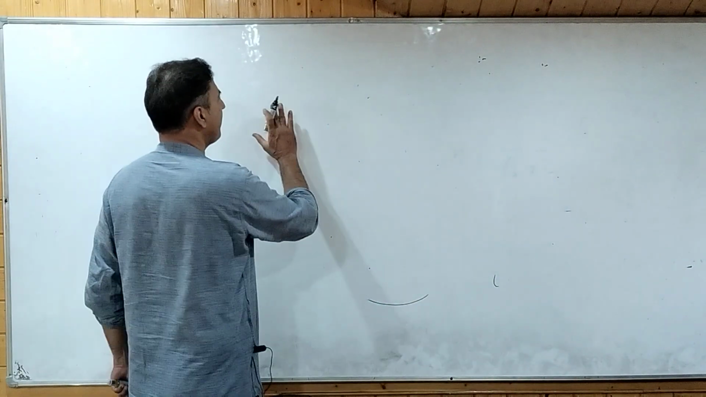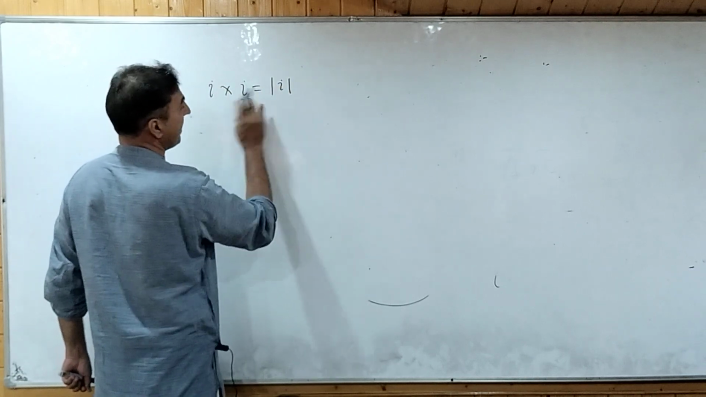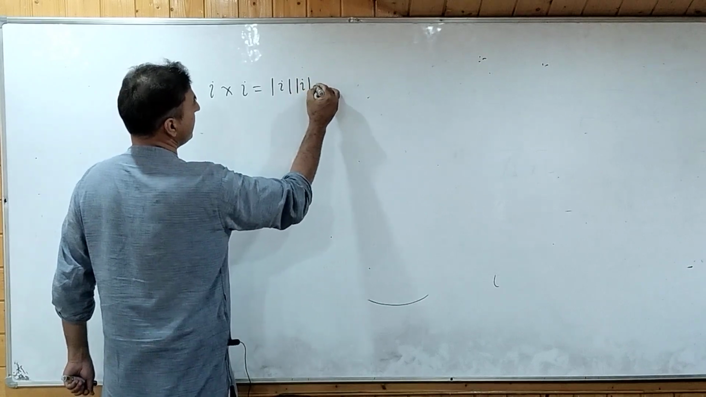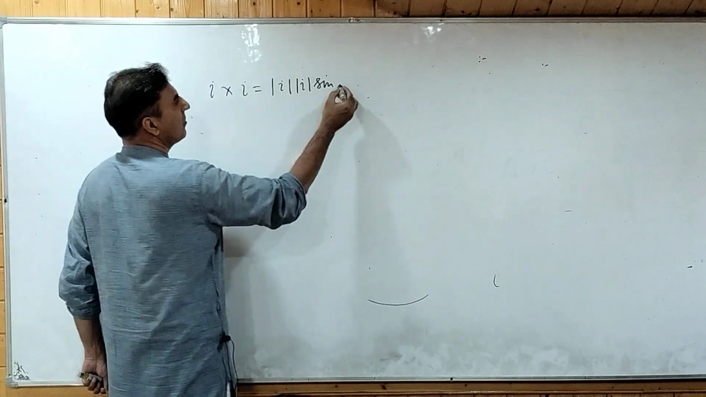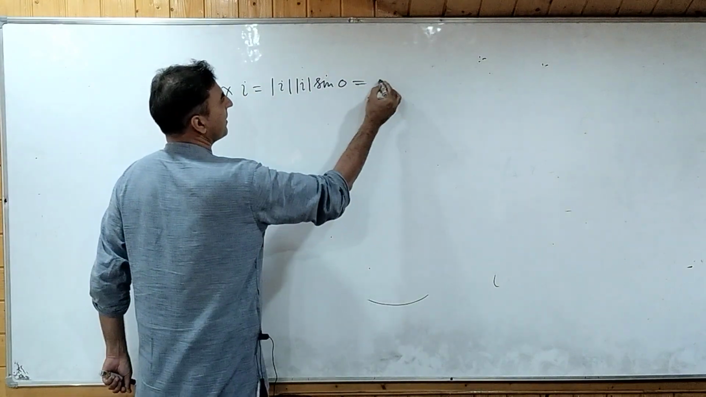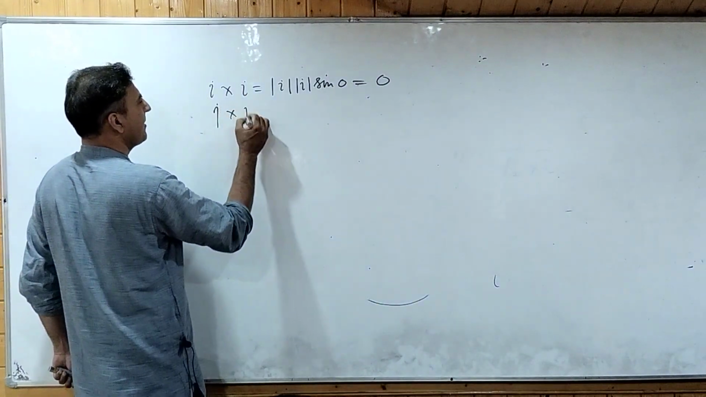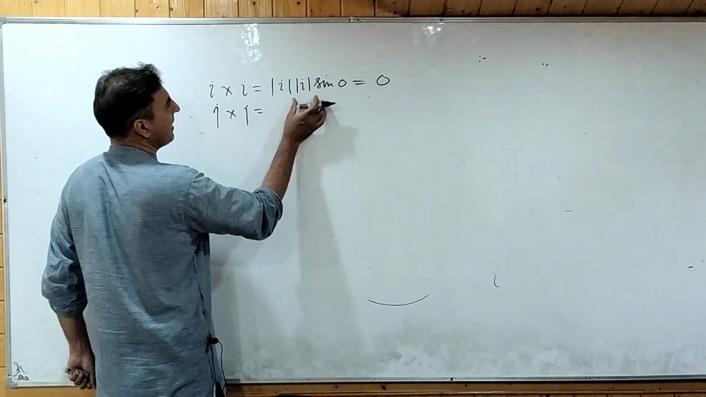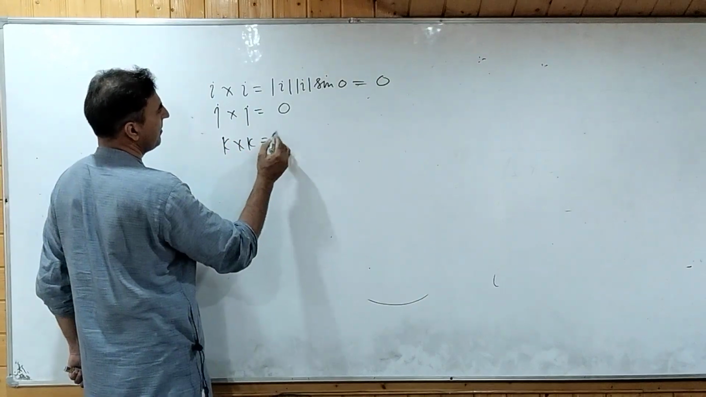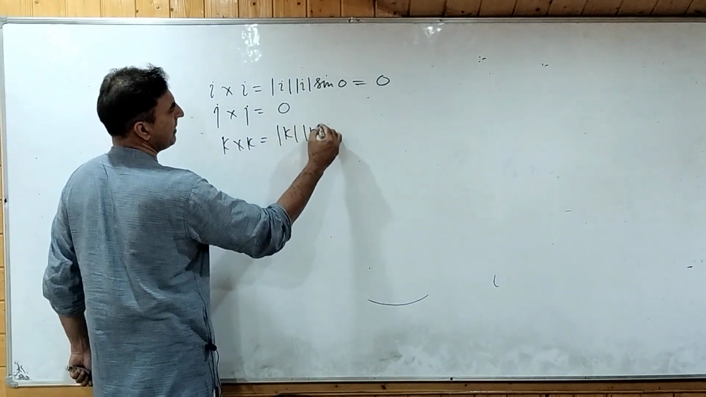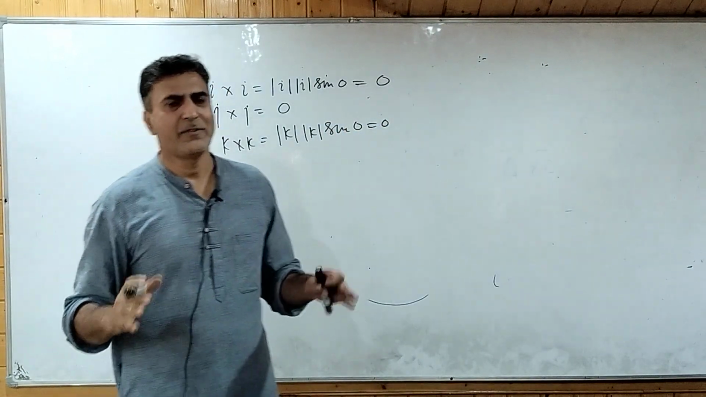तो देखिए, I cross I is equal to magnitude I, magnitude I, साइन ऑफ व्हाट साइन? I और I के दरमियान क्या एंगल है? ऑब्वियसली जीरो, क्योंकि दोनों सेम वेक्टर्स हैं। ये हो गया जीरो, बिकॉज़ साइन जीरो इज़ जीरो। J क्रॉस J, मैग्नीट्यूड J, साइन जीरो, अगेन जीरो। K क्रॉस K, मैग्नीट्यूड K, साइन जीरो, अगेन जीरो.